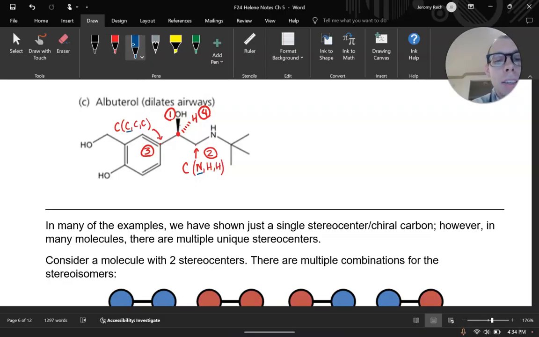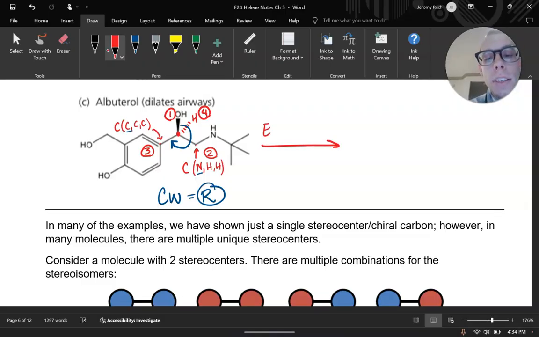In terms of my handedness, 1 to 2 to 3 is going clockwise, and my 4th group is in the back, so I'm done, and I'm going to give that an R configuration. Now, if we wanted to go through and determine its enantiomer, so if we wanted to draw its enantiomer, that's a word I probably am not going to be able to spell, enantiomer.